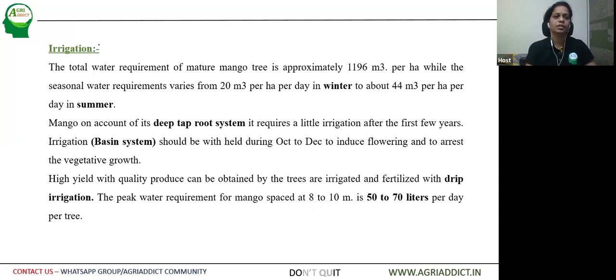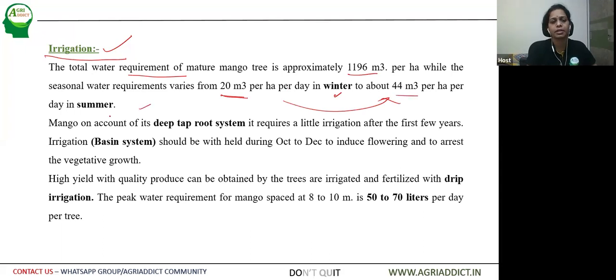So one of the important intercultural operations is irrigation under mango cultivation. If you look into the water requirement of a mature mango tree, it is approximately 100 cubic meters per hectare. However, according to the seasons, it may vary. Each tree requires 20 cubic meters during winter, and exactly double, that is 40 cubic meters per hectare, during summer.